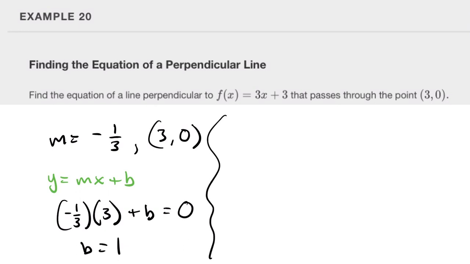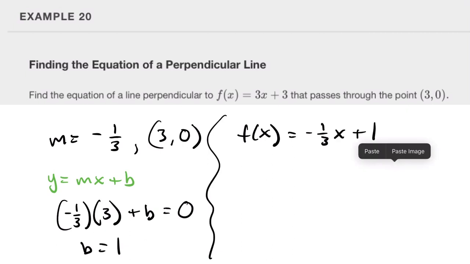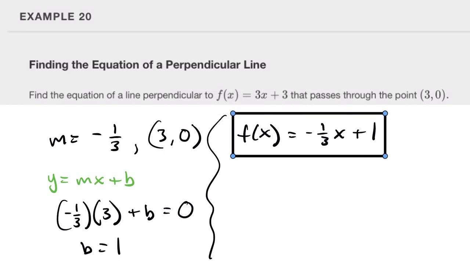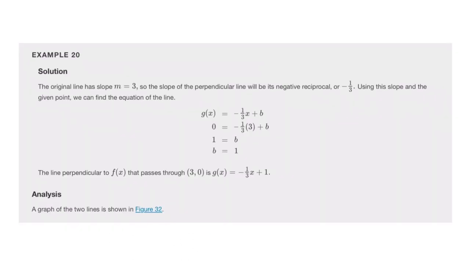So then our function is going to take on the form -1/3x plus 1. Notice that when x is 3, we get our 0. It has a slope that is a negative reciprocal. So I think we're good there.